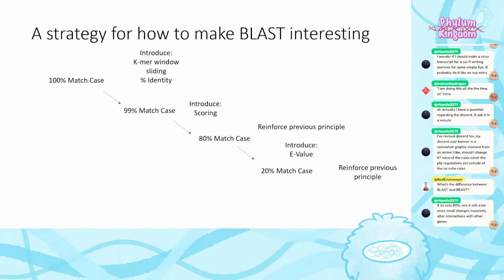If it's only 80%, isn't it a lot, since small changes massively alter interactions with other genes? We're going to get into a philosophical debate as to whether structure or sequence preservation is more important, because some genes are related by way of they look alike, like the protein looks the same, but the sequences are quite divergent. But they share the same function because their shape is almost the same, right? That's complicated. But BLAST doesn't care about structure of the protein. BLAST only cares about the letters.